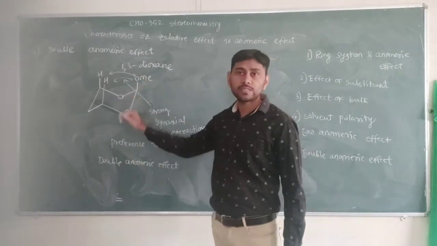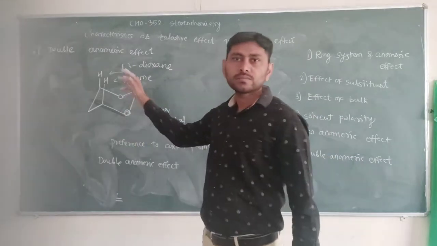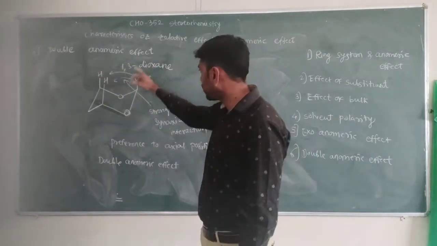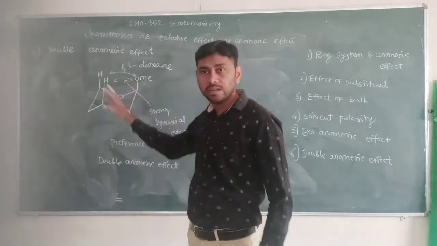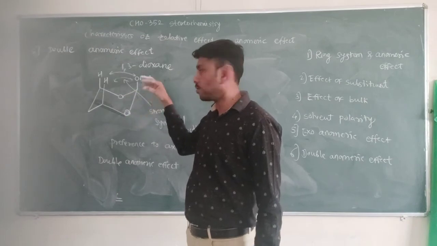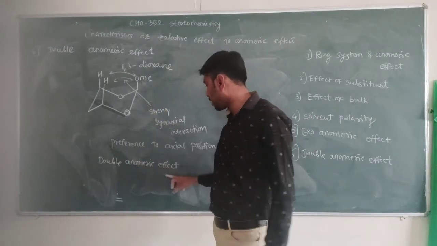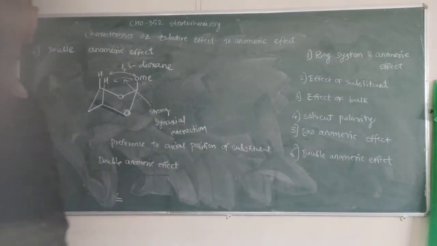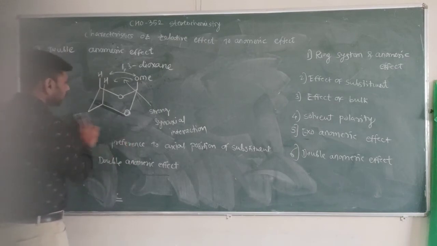And here the double anomeric effect is there because two oxygen atoms are present, and next to these two oxygen atoms there is an anomeric carbon where the substituent is present in axial position, and due to axial position the preference is given, and this axial conformer predominates, or we say the axial conformer is more populated than the equatorial conformer, and this is due to the double anomeric effect, due to which the extra preference is given to the axial position of the substituent.